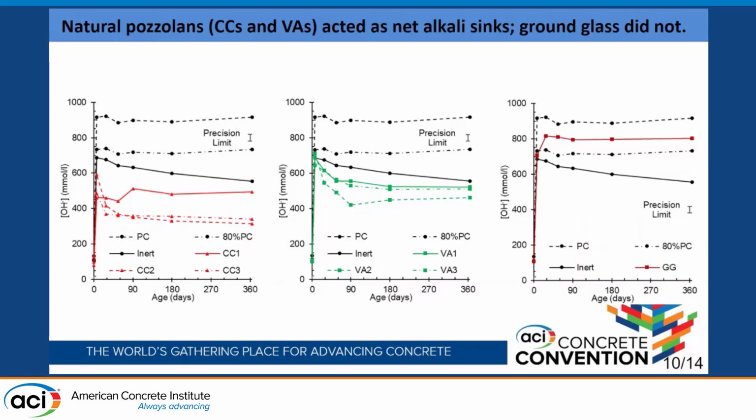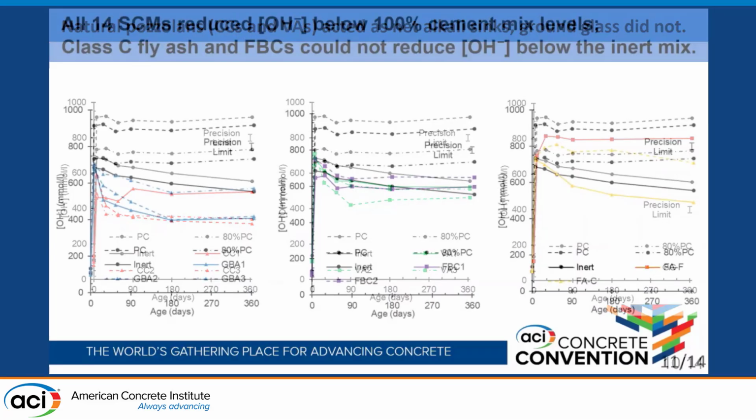As shown for all the calcined clays, that was the case. The pH was reduced below the inert material. For volcanic ashes, in spite of all the alkalis dissolvable into the pore solution, they still reduced the pH below that of the inert material. For the ground glass, considering the high amount of total and soluble alkalis, it could not do the same, but it was lower than the cement-only mix.